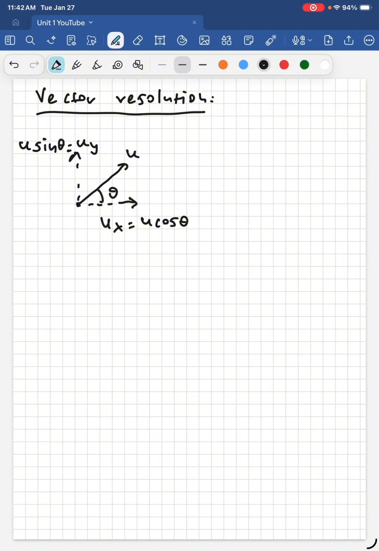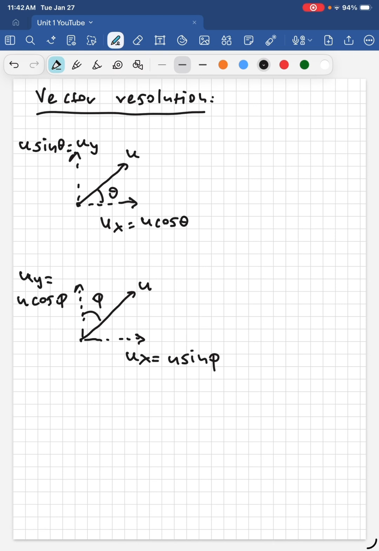But they might also give us the angle with respect to the vertical, right? So maybe you have a situation like this, u, but they give you this angle, phi. In this case, ux is going to be u, this component does not touch the angle phi, so it's u sine phi. And now uy is going to be u cosine phi.